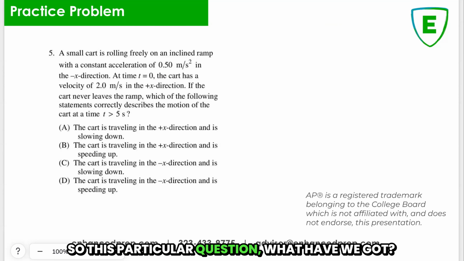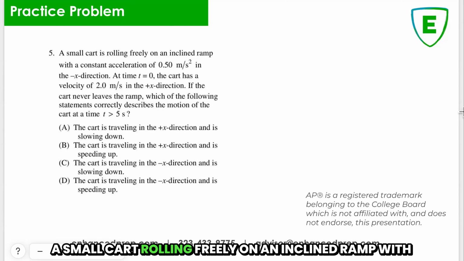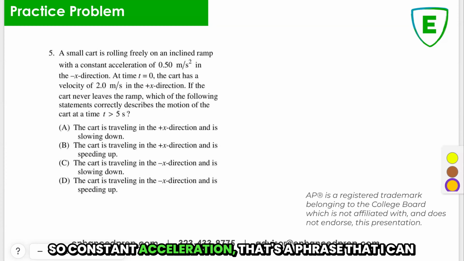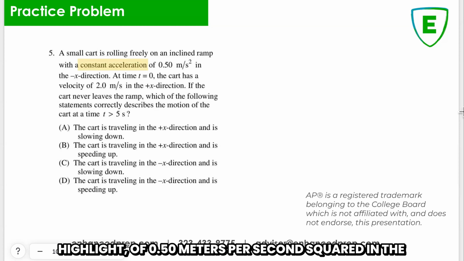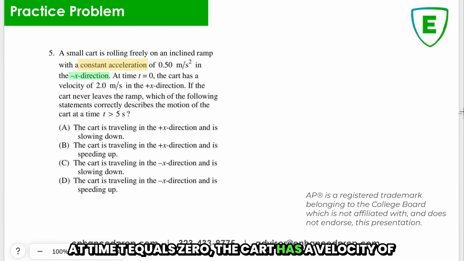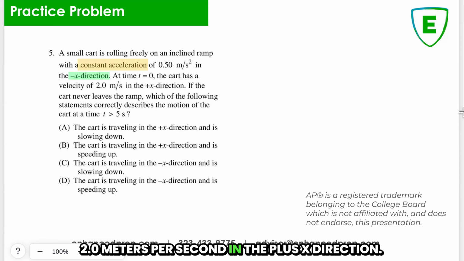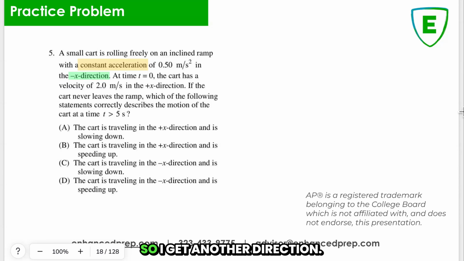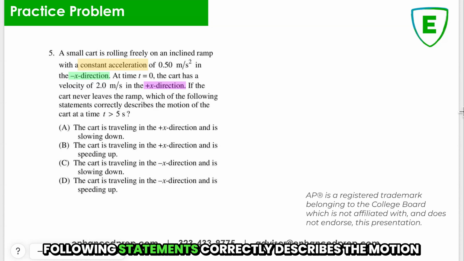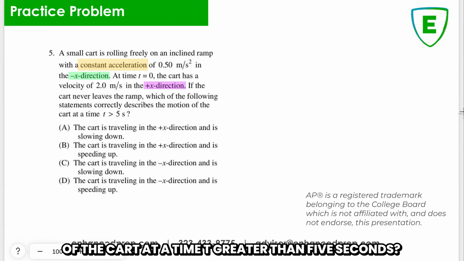So this particular question, what have we got? A small cart rolling freely on an inclined ramp with a constant acceleration. Constant acceleration, that's a phrase I can highlight, of 0.50 meters per second squared in the negative x direction. At time t equals 0, the cart has a velocity of 2.0 meters per second in the plus x direction. So I get another direction. I'm highlighting those because they're not incorporated into that number. If the cart never leaves the ramp, which of the following statements correctly describes the motion of the cart at a time t greater than 5 seconds?